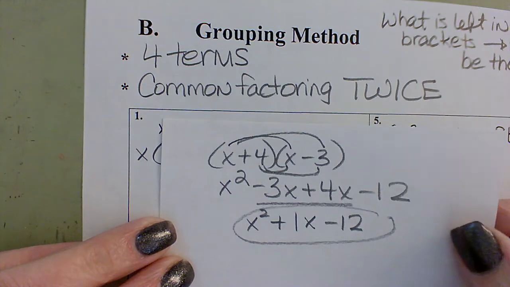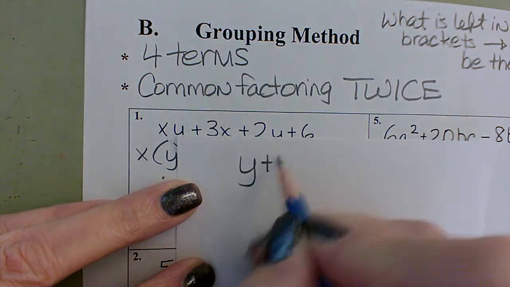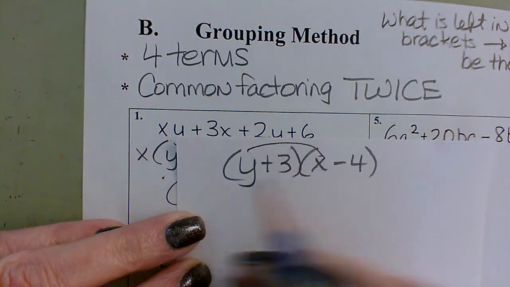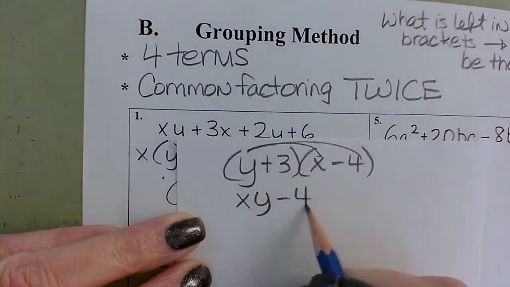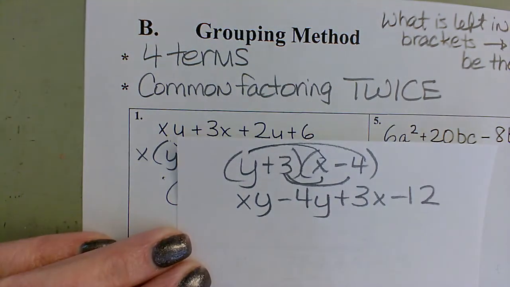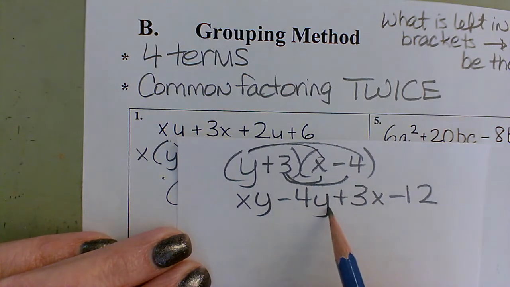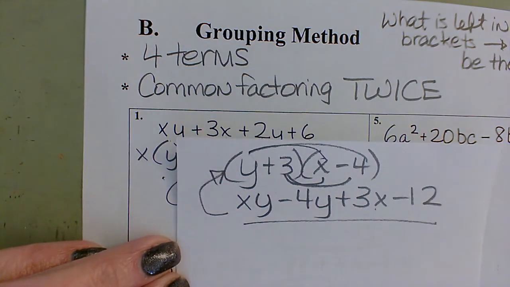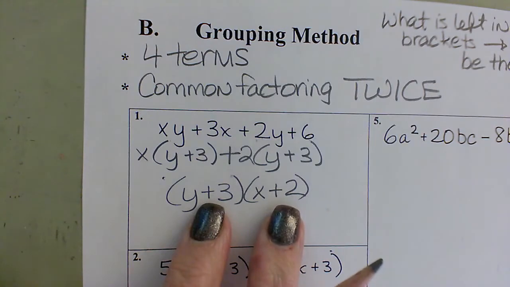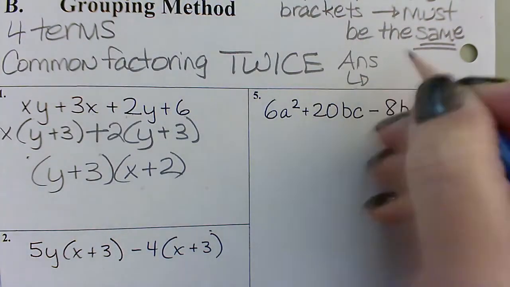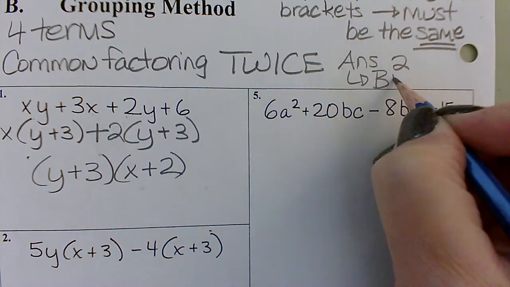These are the cases where I have one variable and I have a different variable. xy, negative 4y, positive 3x, negative 12. Now my middle terms don't go together because one's a y, one's an x. This is the backwards of that. So there will always be binomials, right? Your answer is always going to be two binomials.